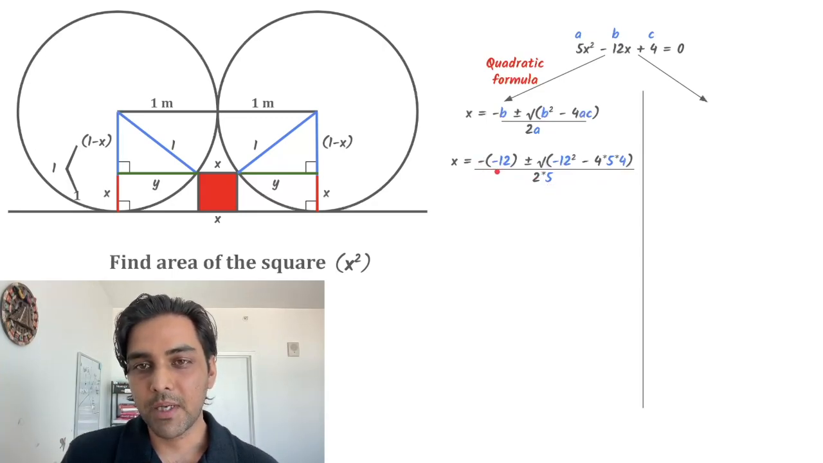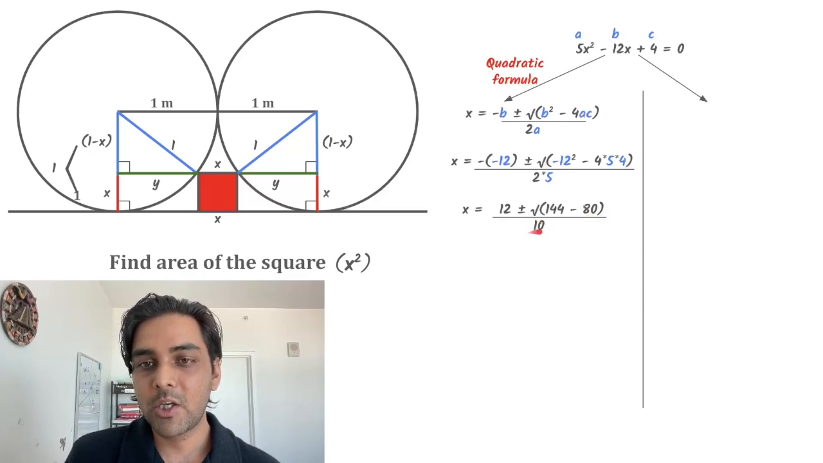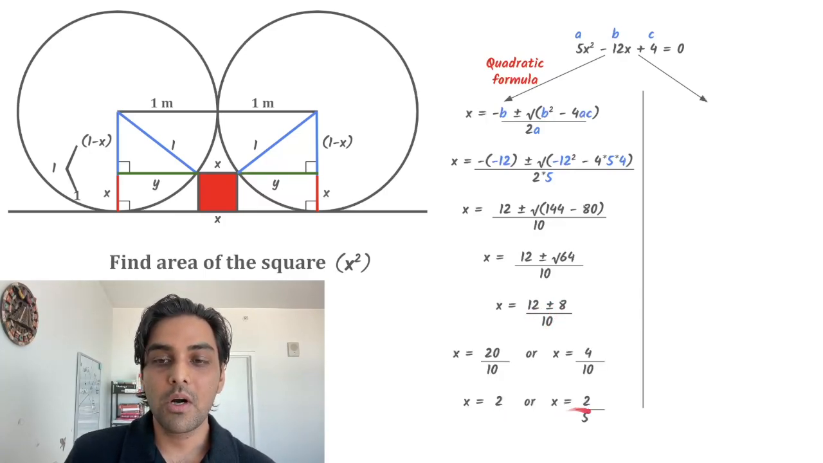Minus times minus is plus, so that gives us x equals 12 plus or minus square root of (minus 12) squared, which is 144, minus 4 times 5 times 4, which is 80, divided by 2 times 5, which is 10. Let's first solve this term here. That gives us x equals 12 plus or minus square root of 64 divided by 10. The square root of 64 is 8, so we get x equals 12 plus or minus 8 divided by 10. So x is either 12 plus 8 divided by 10 or 12 minus 8 divided by 10. So x is either 2 or 2 divided by 5.